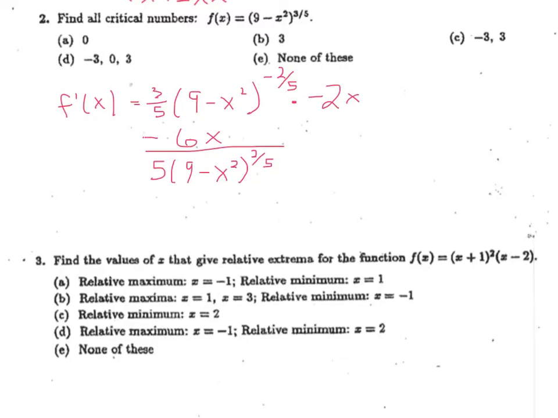So the derivative would equal 0 at x equals 0. So that's definitely a critical value. And our function would also be undefined at 3 and at negative 3. And we need to double check and make sure that 3 and negative 3 are actually in the domain of our original function, and 0 as well. And they all are, because we're just taking the 5th root of something and then cubing it, so we can take the 5th root of zeros and negatives. So our answer would be D.